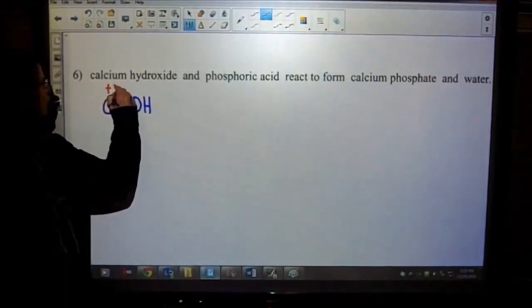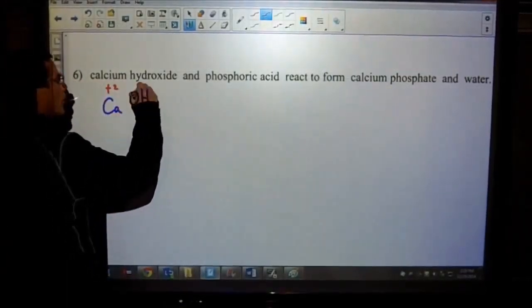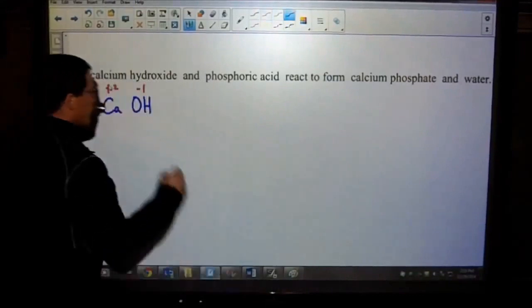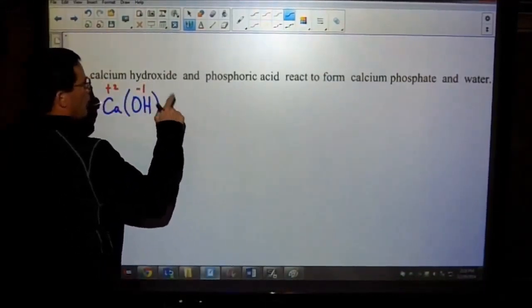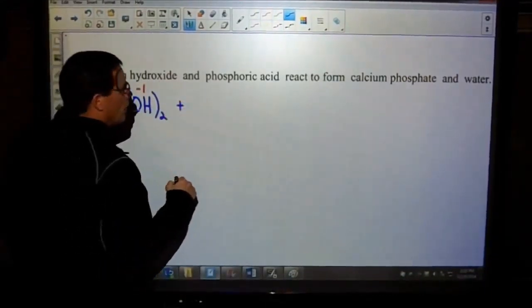So calcium's +2. Hydroxide has a negative, very good, 1 charge. So that means we need 2 of those. And, means a plus sign.